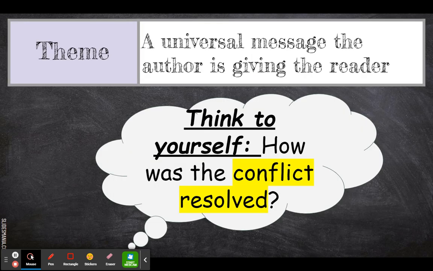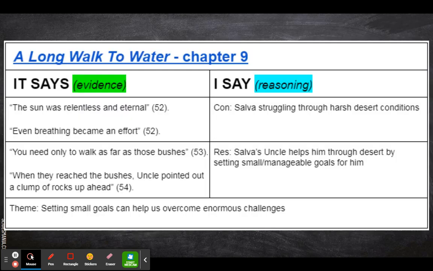Okay. Now to find the theme, I might ask myself, what message is the author trying to give me, the reader, based off how that conflict was resolved? I think the author's trying to tell me that we can overcome enormous challenges by setting small goals. Look at my theme note down at the bottom. It's based off that.